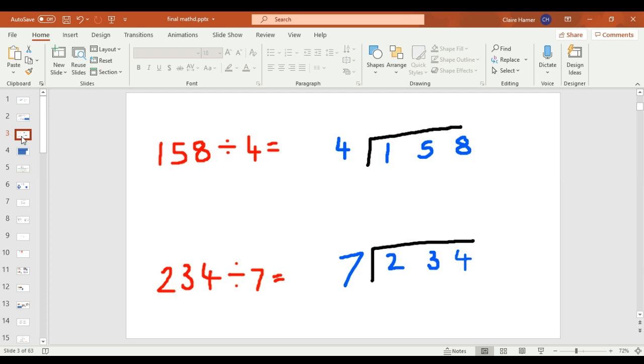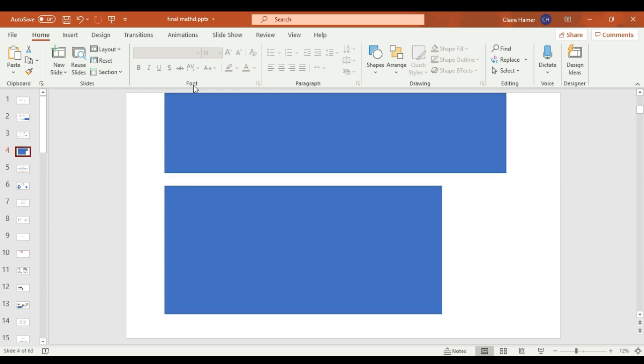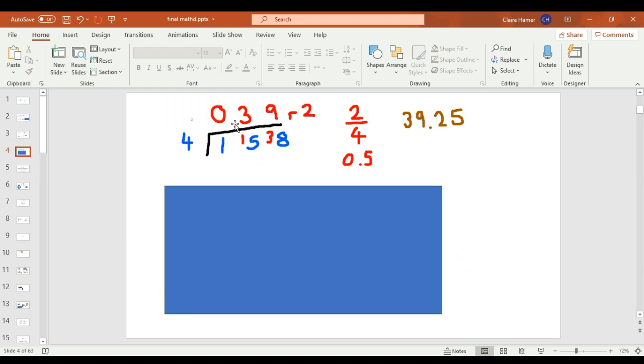Right, I'm just going to reveal my workings. So for the first one, I got 39 remainder 2. I turn the remainder 2 into 2 quarters because it's 2 out of 4. And I know that 2 quarters is 0.5 as a decimal. So now I'm looking at my answer and I'm unsure as to why I've written 39.25.